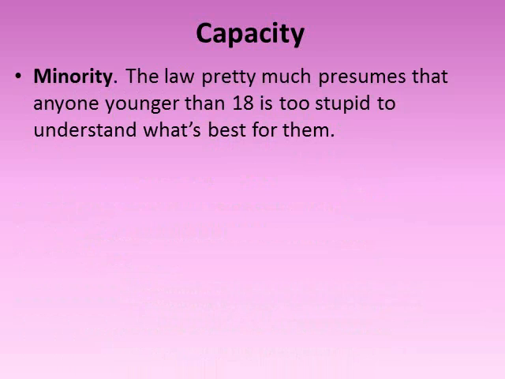One situation where we might have a capacity issue is with minority. That is when one of the parties to the contract is under the age of 18. In other words, is not an adult yet. Pretty much the law tends to presume that anyone younger than 18 is too stupid to understand what's best for them. And so because of that, the law will act to protect these youngsters from getting into something that they don't truly understand. And so we'll try to protect them if they enter into a contract.